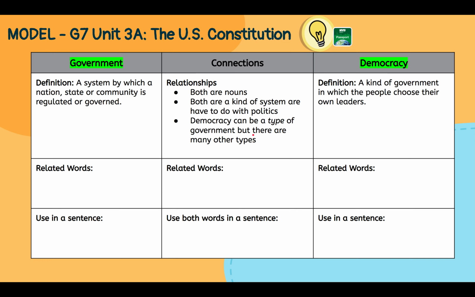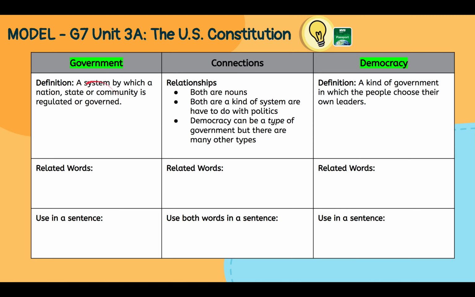The next connection that I'm going to make is that democracy can be a type of government, but there are many other types of governments. And you can make any connection. If your 2 words begin with the same 4 letters, you can make that connection here. If your 2 words both rhyme, you can make that connection here. Literally any connection counts.